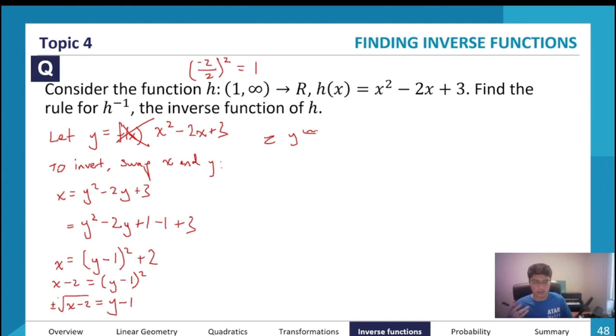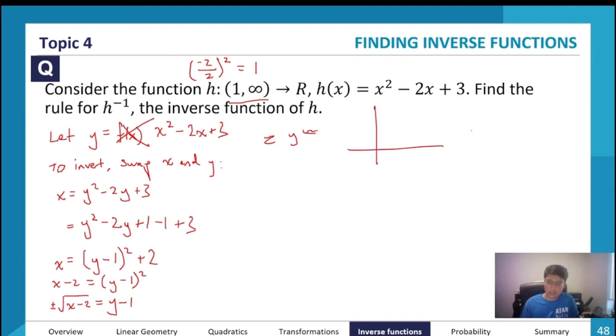How can we find this out? The way we can find it out is by looking at the original question. We have a function going from 1 to infinity. That's the x values that we can put into this equation. And then we've got the actual equation itself. So what would this look like graphically?